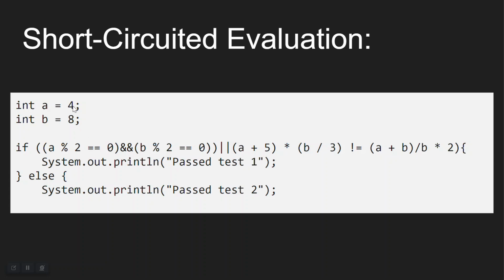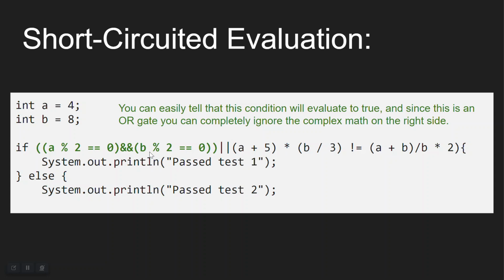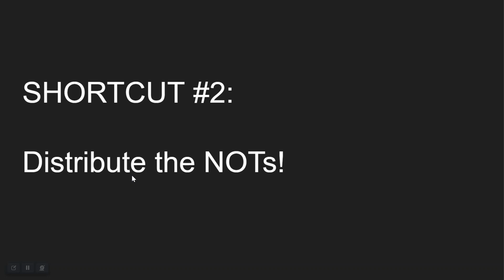So A is set to 4, and A mod 2 is equal to 0, so we know that this is going to be true. Then B is set to 8, and B mod 2 is also going to be 0. So you can easily tell that this condition right here is going to evaluate to true. And since the entire thing is an or, you can completely ignore all of this over here. You don't have to do any of this. All you need to recognize is that this is going to be true, so we're going to print past test 1. And there you go. It saves you a little bit of work.